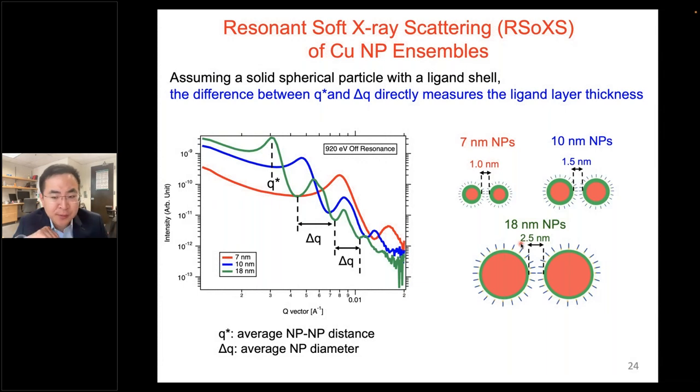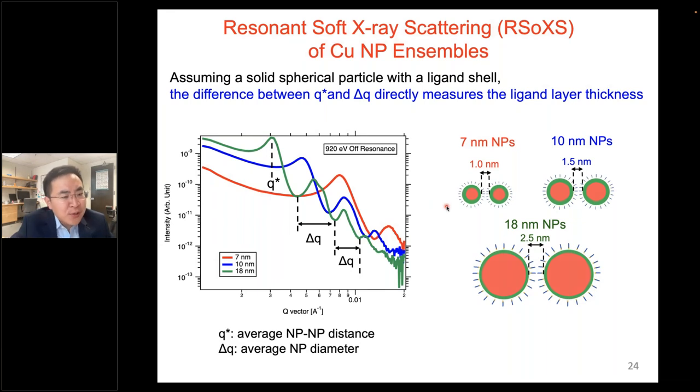ordered, in the sense that for small particles, it's easier to closely pack the particles on a sample. When the particles get bigger, they tend to pack with larger gaps in between. It is very intuitive to understand this trend.